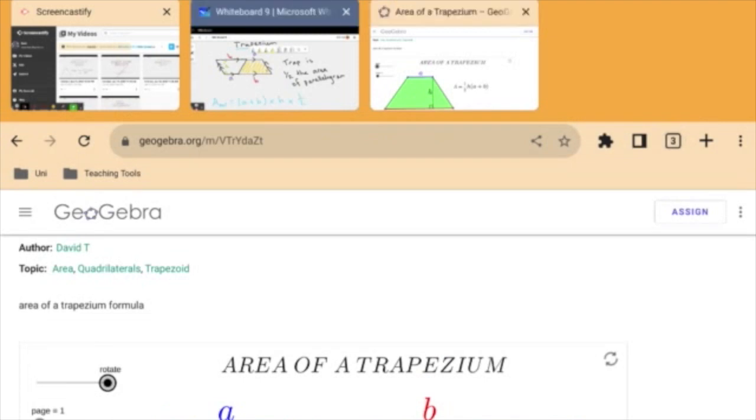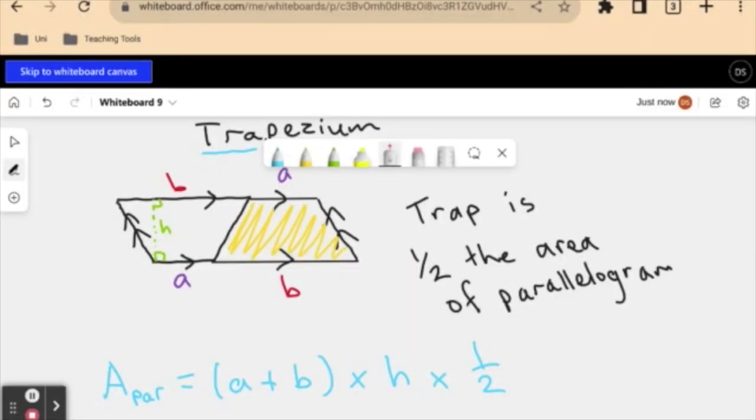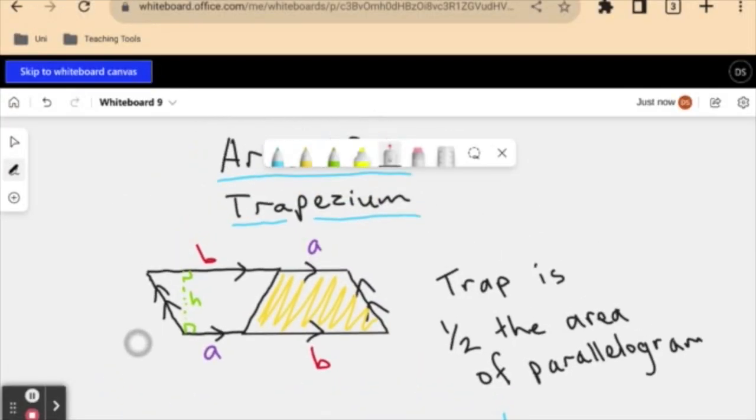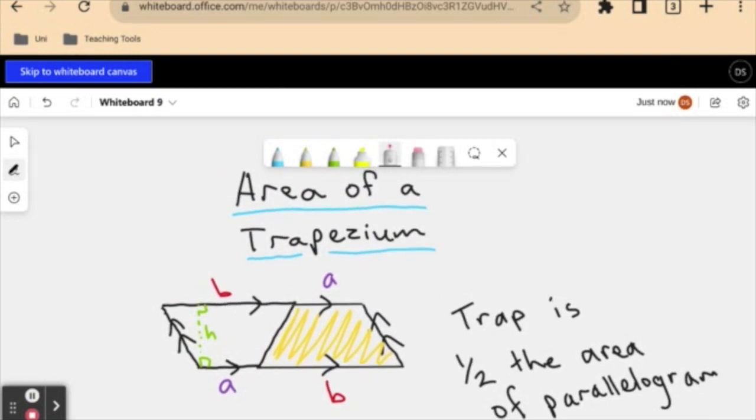Now, I hope that made sense. Sorry if I waffled on a bit, but that is a more investigative way to try to find the area of a trapezium based on what we know about the parallelogram.